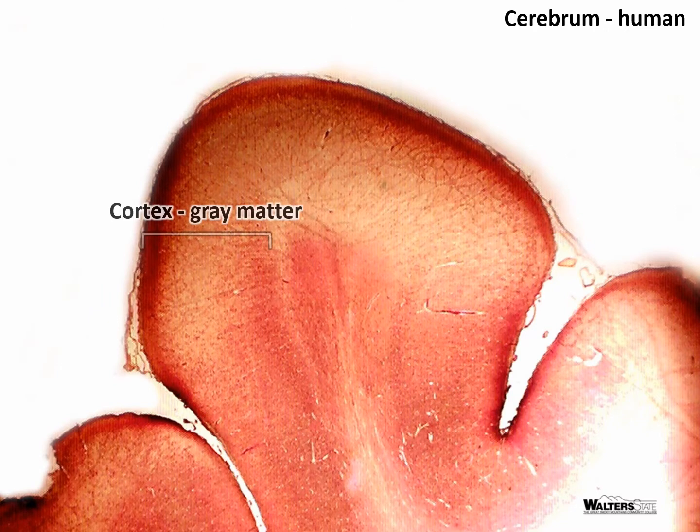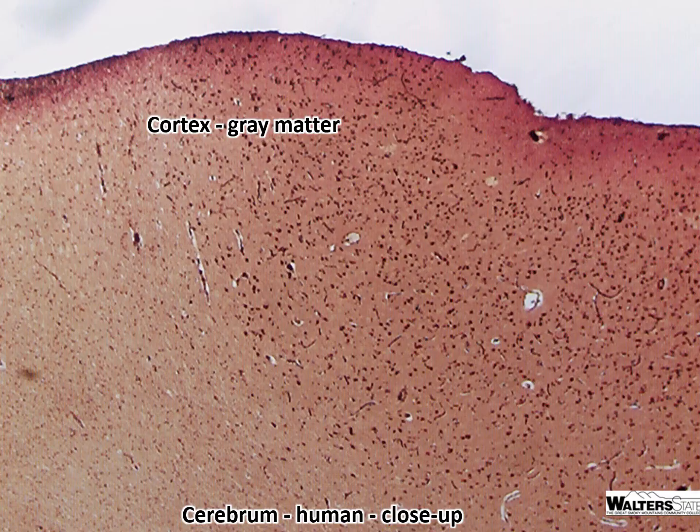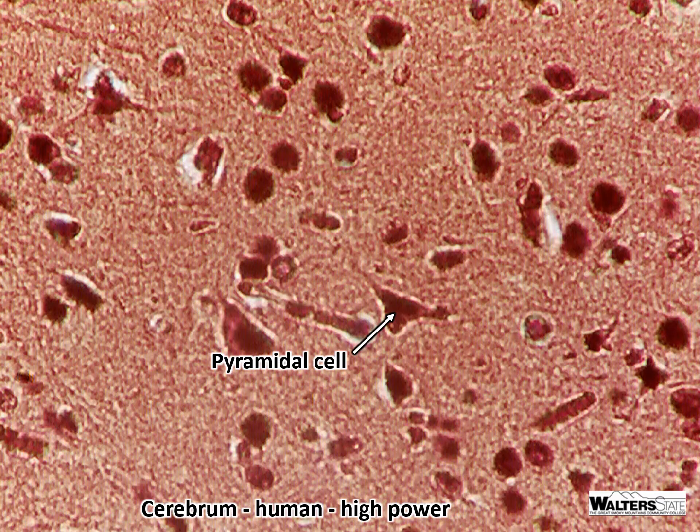The next thing we're going to look at is a section of the cerebrum. So the cerebrum has a superficial cortex made up of gray matter. White matter is deep to that. It's not called the arbor vitae this time, though. It's just called white matter. This is a gyrus, and this is a sulcus. If we take a closer look at the cortex, we're going to see pyramidal cells.